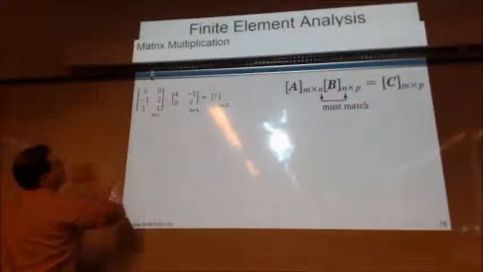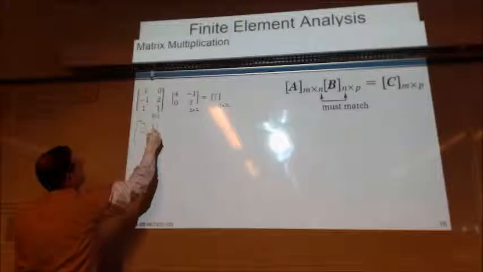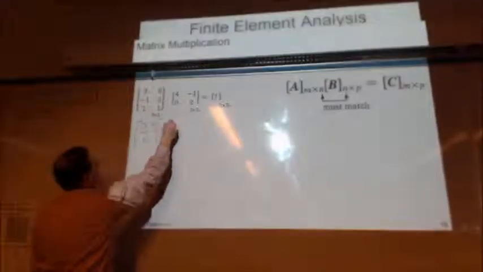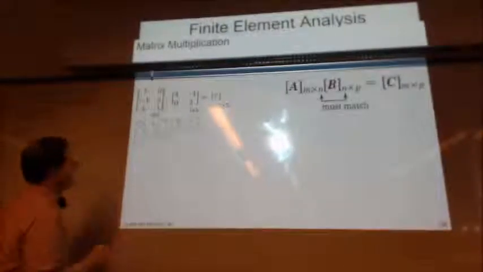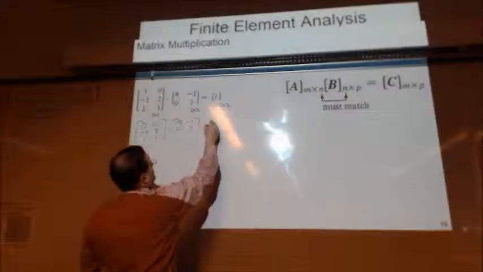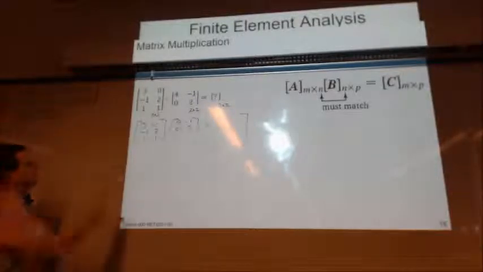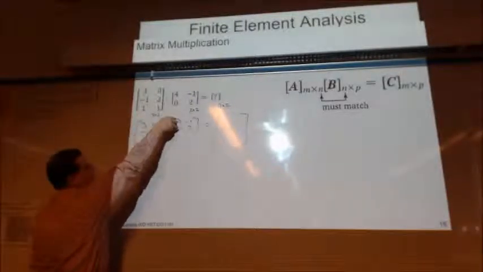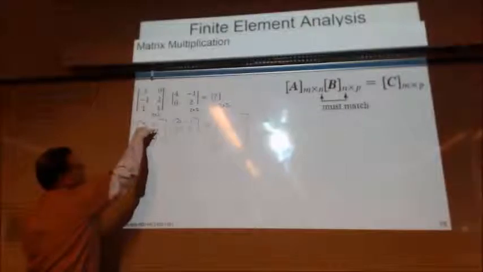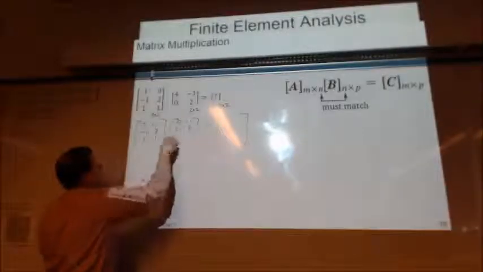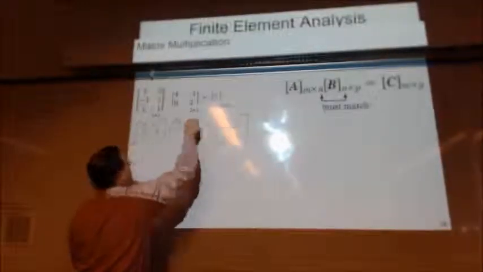Okay? So we have 3, 0, minus 1, 2, 1, 1. 4, minus 1, 0, 2. Okay, so that has to equal, we're going to have a 3 by 2. So we're going to do this row times that column goes here, right? This row times that column goes in this position. This row times that column is going to go here. This row, that column, right?